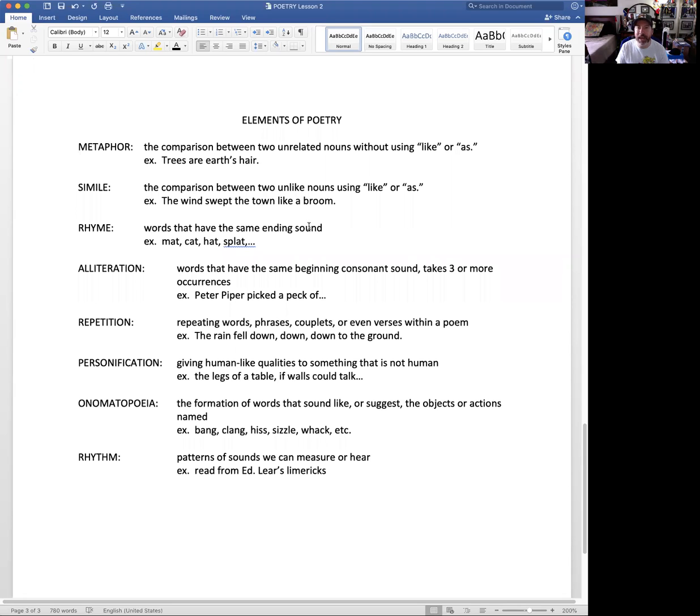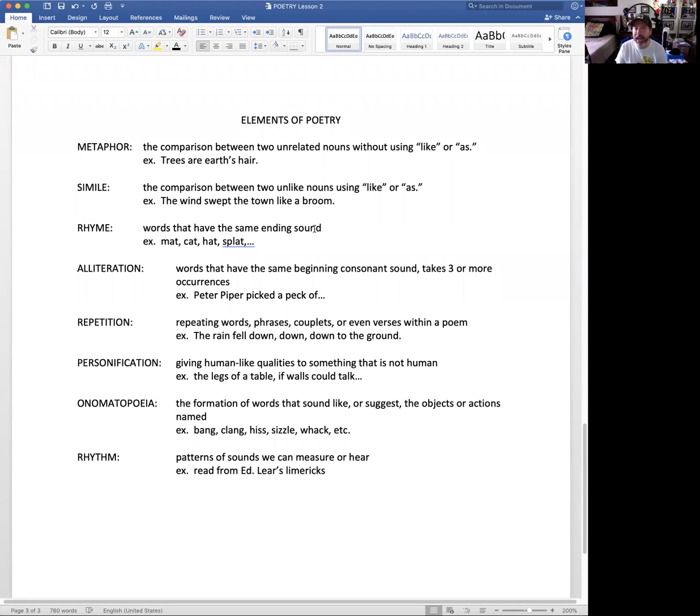Rhyme, words that have the same ending sound. You probably know this: mat, cat, hat, splat, etc. Okay, so rhyme is the same ending sound. Now, kind of the opposite of rhyme is alliteration, with words that have the same beginning consonant sound. Now, in a poem, just because 2 words have the same sound doesn't make it alliteration. You need at least 3 or more. For example, Peter Piper picked a peck of pickled peppers, right? So tongue twisters. One of the reasons why we love tongue twisters and also why they're hard is because of the alliteration, okay?